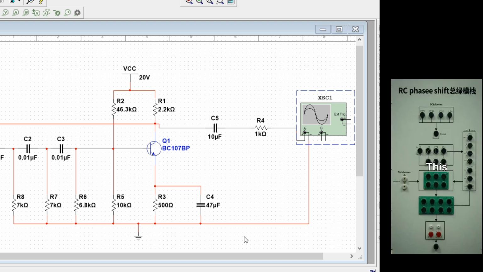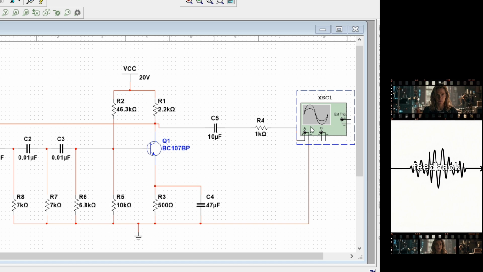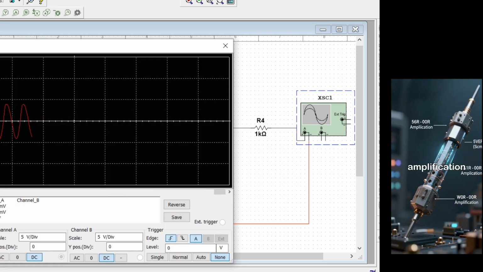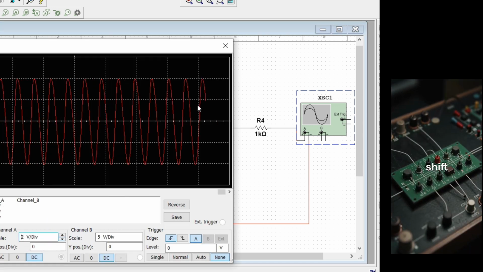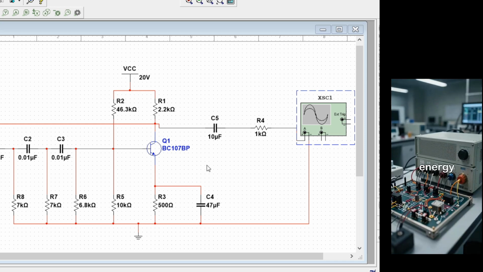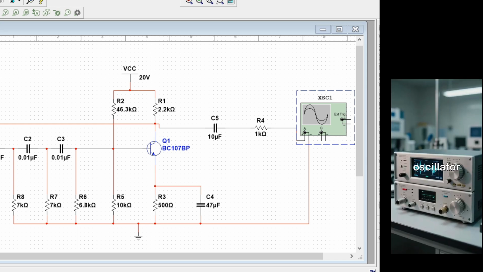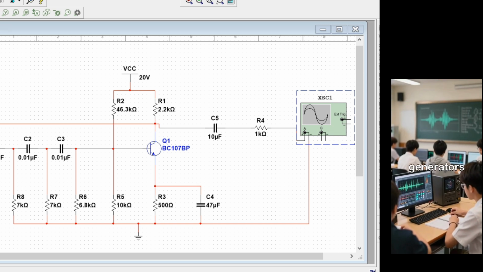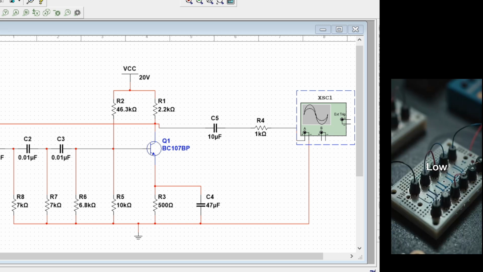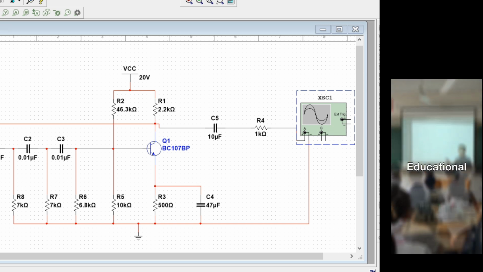Now let us summarize. This circuit generates a sine wave using feedback. The transistor provides amplification. The RC network provides the required phase shift. The power supply provides energy. Together they form a stable RC phase shift oscillator. This type of oscillator is commonly used in audio signal generators, laboratory experiments, low frequency signal generation, and educational demonstrations.